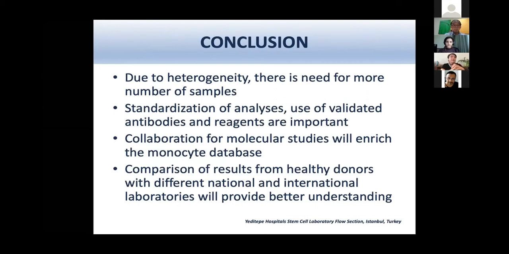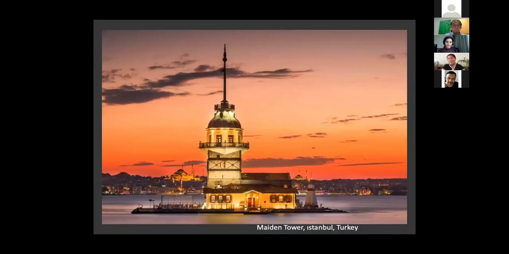So due to heterogeneity, there is a need for a larger number of samples, because 200 samples is not enough. Standardization of analysis and validated reagents are important. The collaboration with molecular studies will enrich the monocyte database that we have, and we would like to have comparison analysis with different laboratories so that we really know that we do standardized work and collect data. So this is all from me.